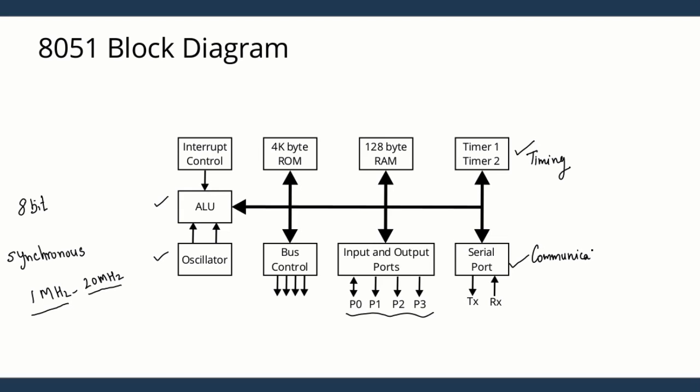Now we have 4 KB of ROM, which can be extended to 64 KB of memory. So in total, we can have 64 KB of instructions that can be given to the 8051. So our program can be of 64 KB size. Then we have 128 bytes of internal RAM. Now, if we want more data to be stored, you can have more than 64 KB of external data memory.